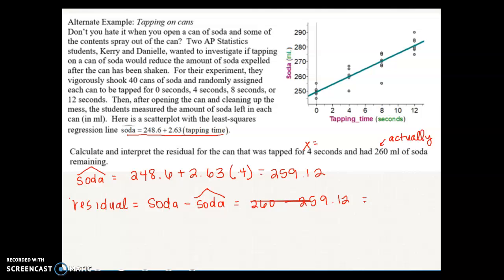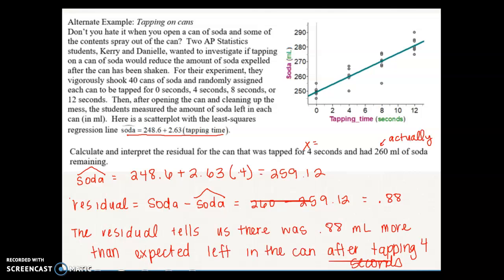The other thing about these residuals is that they do tell whether you're above or below the predicted value. So since 0.88 is above, or is positive, it's above the expected. Okay, we need to interpret this. So we calculated, now we need to interpret in context. The residual tells us that we were 0.88 milliliters above what we had predicted. We had 0.88 milliliters more than expected left in the can after tapping for 4 seconds. Okay, put it in context, tell what the explanatory variable you were given, and make sure you have your units on there.